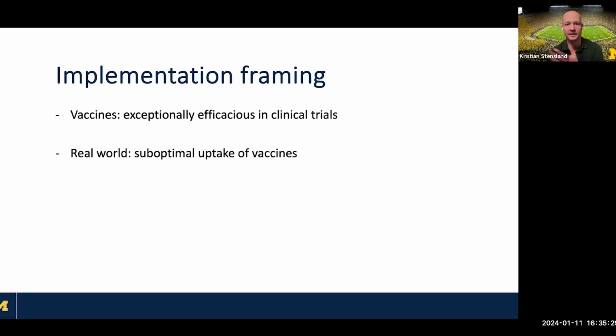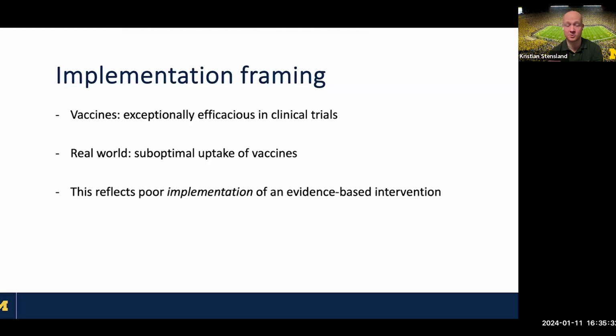But in the real world, because not as many people use them as we would have liked, we didn't have effectiveness in the real world from the vaccines like there was in clinical trials. And so this is reflecting poor implementation of an evidence-based intervention. And so within the context of vaccines, evidence-based practice or evidence-based intervention is the vaccine. And then we're trying to get uptake. We're trying to get people to accept it.